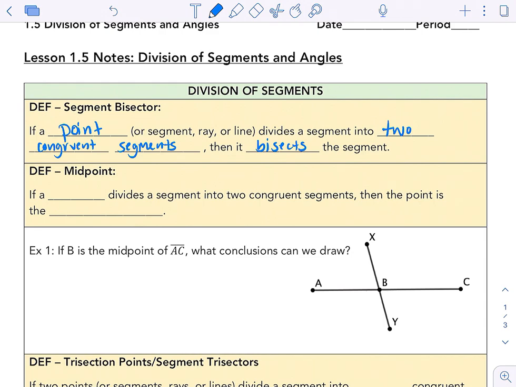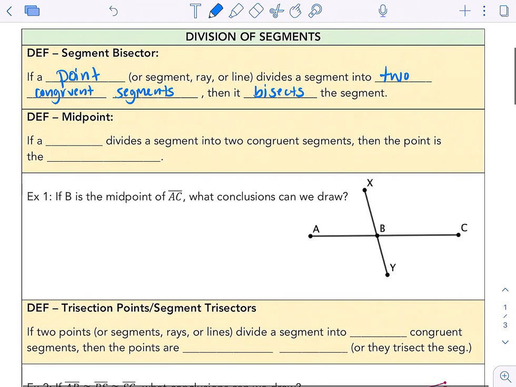So any of those can cut our segment in half, but specifically if we talk about a point bisecting a segment, we have a special name for that, and that is our definition of a midpoint. So looking at our next definition, it says if a point divides a segment into two congruent segments, then the point is called the midpoint. And you've probably seen midpoints before and worked with them. Another way we think about midpoints is the point that divides a segment in half.